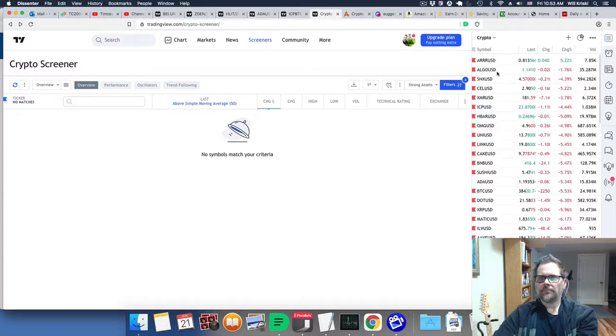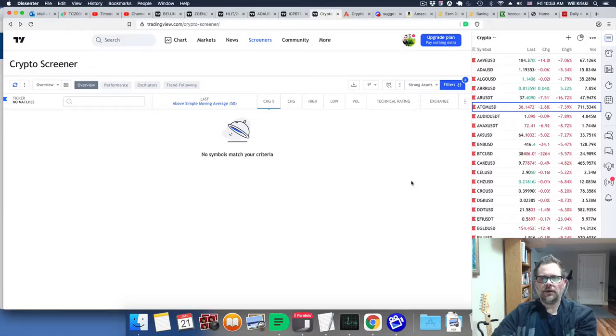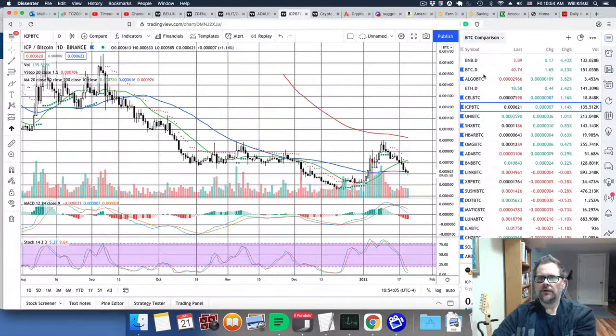But there were a few recently until the MACD probably turned down. But if we go to the other chart, I'm just going to sort this by symbol.